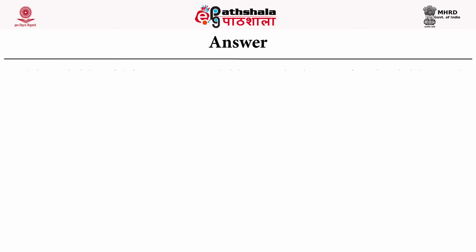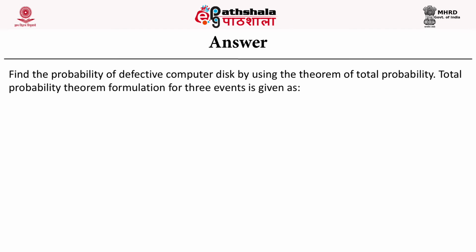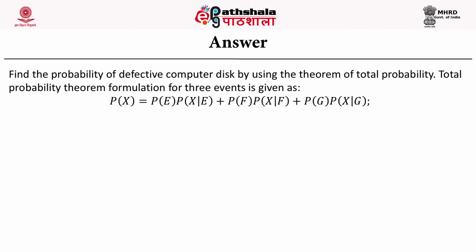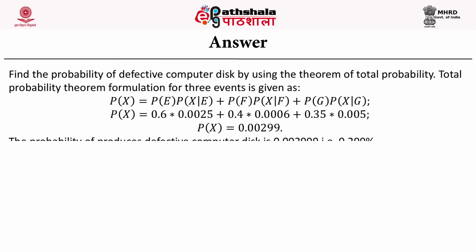So to find out the probability of X, we have to use the total probability formula. So find the probability of a defective computer disk by using the theorem of total probability. The total probability theorem formulated for three events is given as: probability of X is equal to probability of E into probability of X given E, plus probability of F into probability of X given F, plus probability of G into probability of X given G.